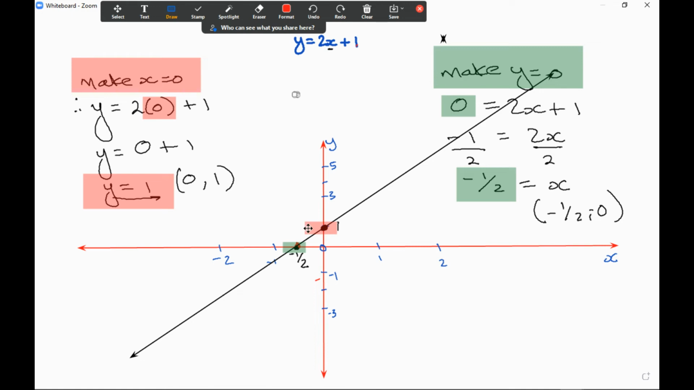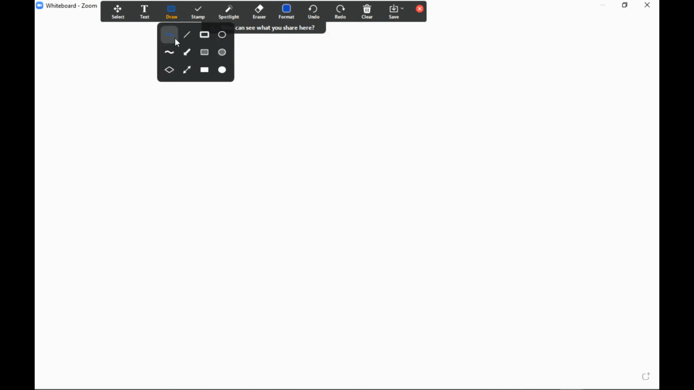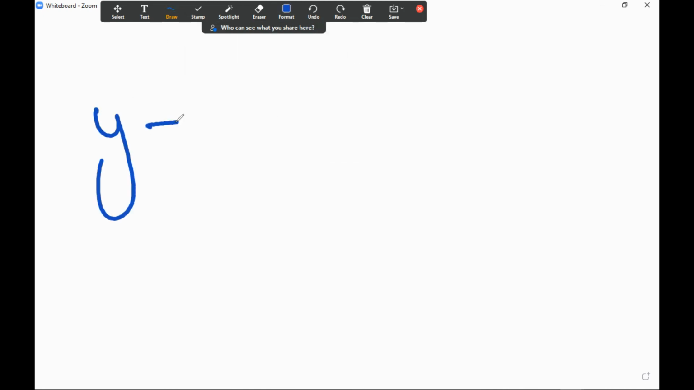Do you think you can do this? Are you ready to try one? I'm going to give you an equation. You're going to make x equals 0. You're going to get y. Then you're going to make y equals 0 and get x. Okay? Let's try it. Let's go back to basics. Let's just keep it basic for now. Here we go. I got y equals 3x plus 1.